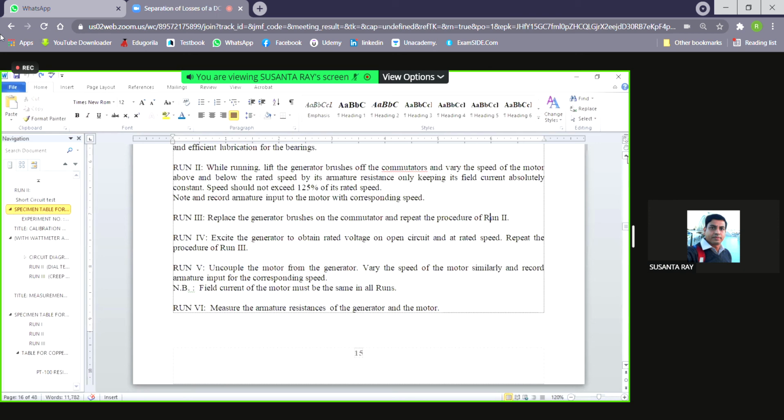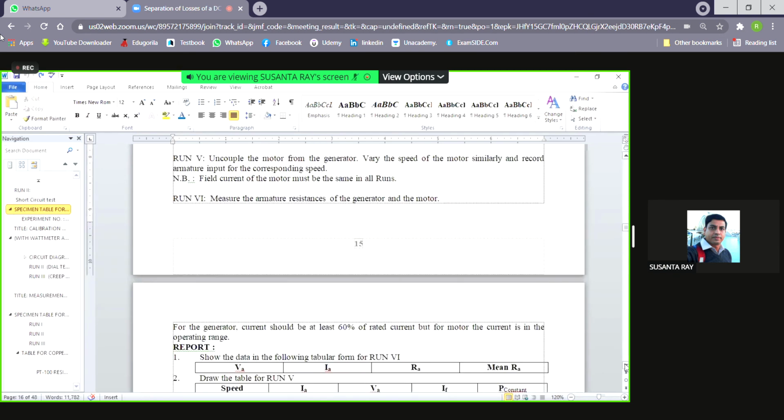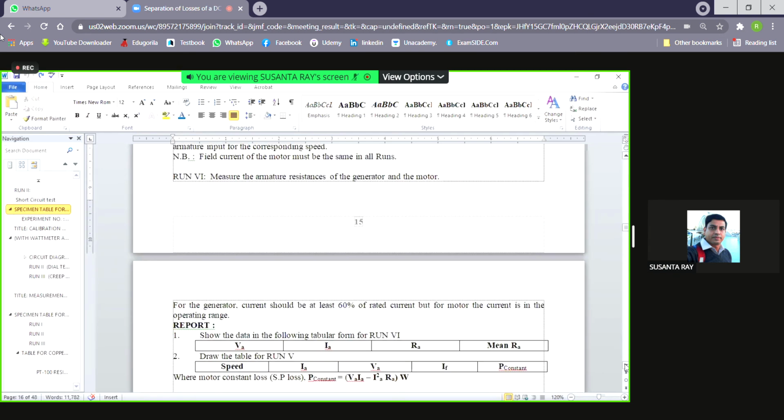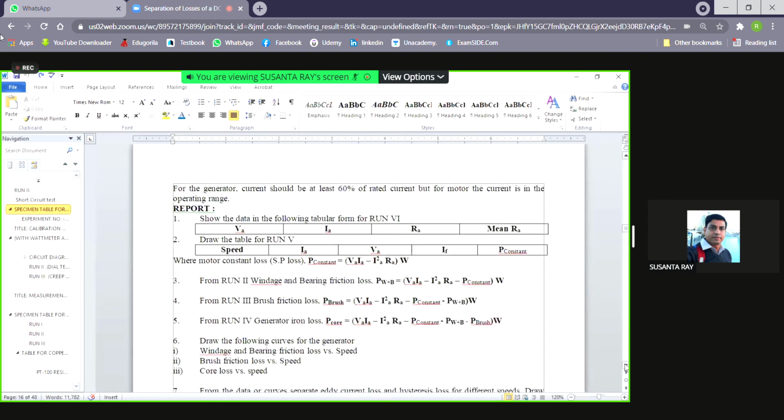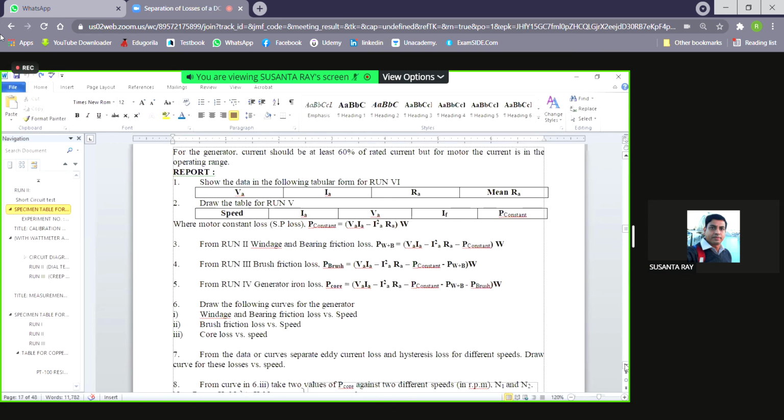So in this way we measure the armature resistance of the generator and the motor. We should get identical values because they are basically identical machines. Here you should remember the current should be at least 60% of the rated current, not below that. Above that you can take any reading, but not below 60% of the rated current. You should read this carefully, how we are separating all these losses.